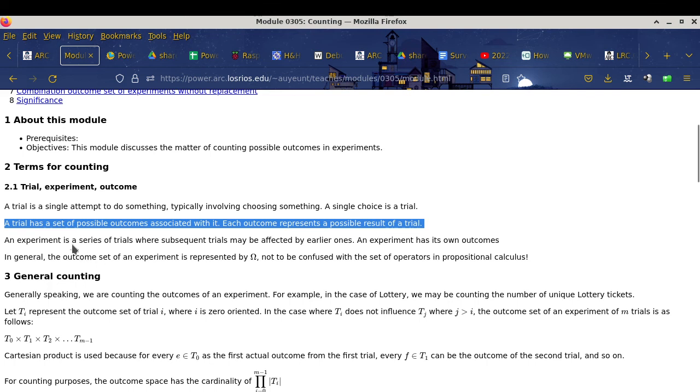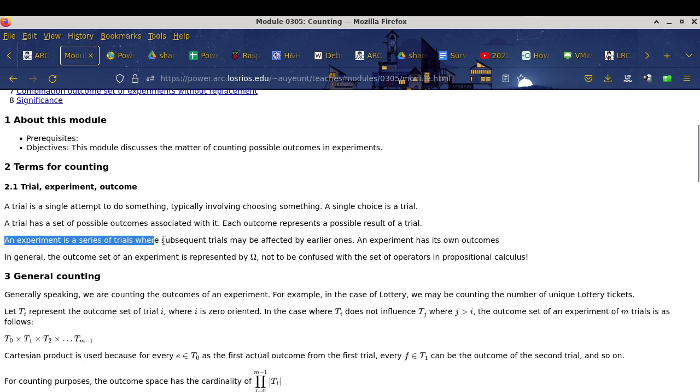An experiment is just a series of trials where subsequent trials may be affected by earlier ones. So an experiment is a sequence of trials. That means you can say, I'm going to flip this coin 5 times. When you flip the coin each time, it is called a trial. But when you're done flipping the coin 5 times, it is called an experiment. That's basically what it is. An experiment is nothing more than a series of trials. Are we good so far?